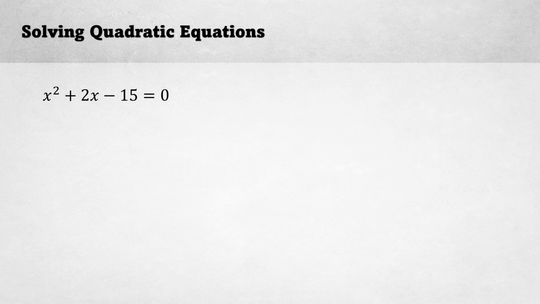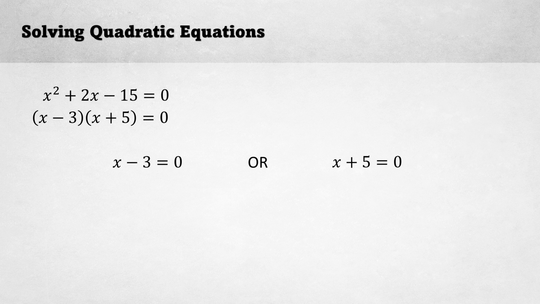You may have seen this before. One way to solve a quadratic equation is by factoring. Factors of negative 15 that add up to positive 2 are negative 3 and positive 5. The multiplication of two objects is 0 only if one or both of them are 0. So we set each factor equal to 0 and then solve each of them separately.